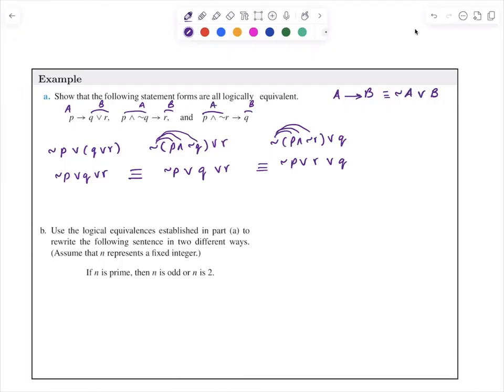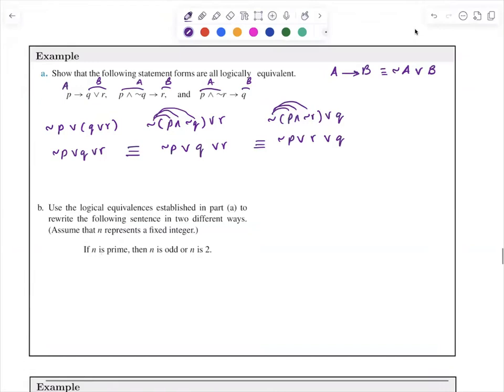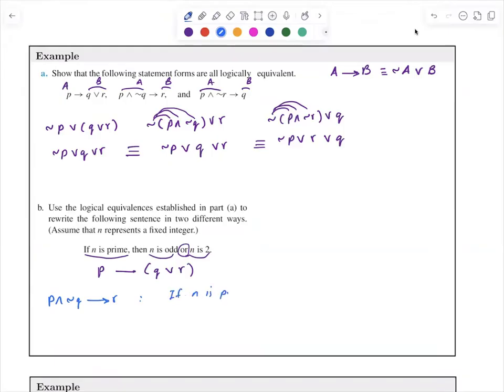So what's the use of this? For example, you have the following statement. If n is prime, then n is odd, or n is 2. This is P, then Q or R. If we try to rewrite this using P and not Q, then R, it says that if n is prime and n is not odd, then n is 2.